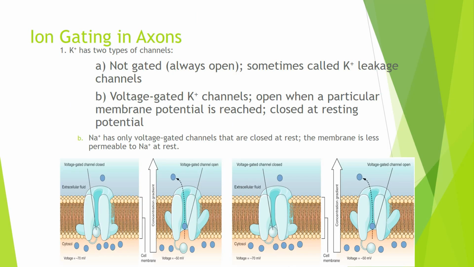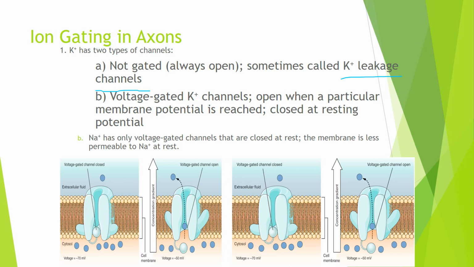Ions within the axons are also gated. And so we'll talk first about the type of potassium channels, and then we'll talk about the type of sodium channels. So potassium has two types of channels. One that are not gated, these are always open, and so these are termed our potassium leak channels. So that means that there's always a constant leakage of potassium out of the cell, again, because there's a higher concentration of potassium inside the cell versus outside.